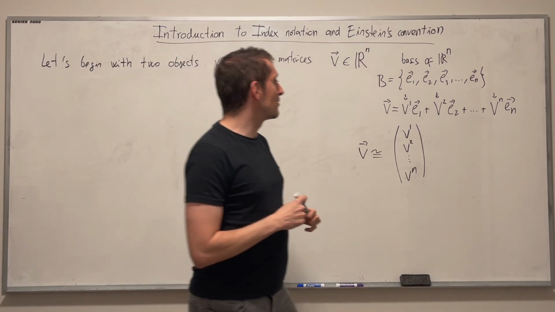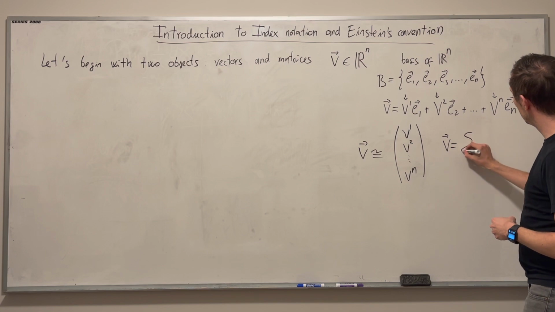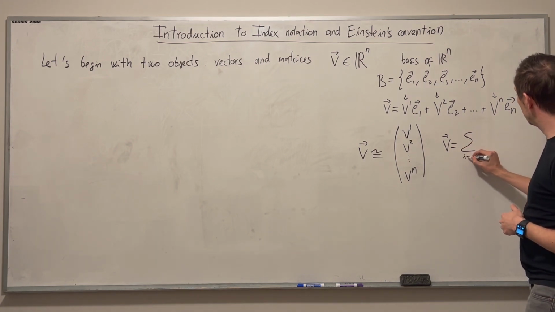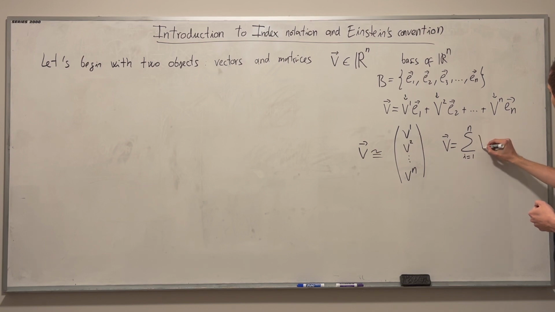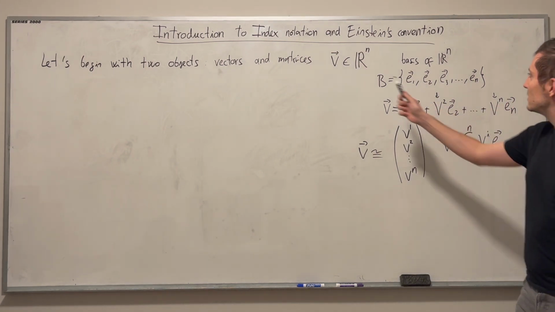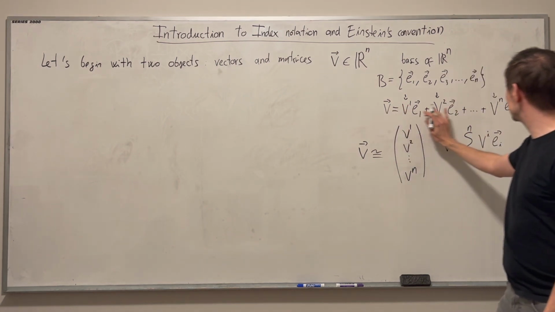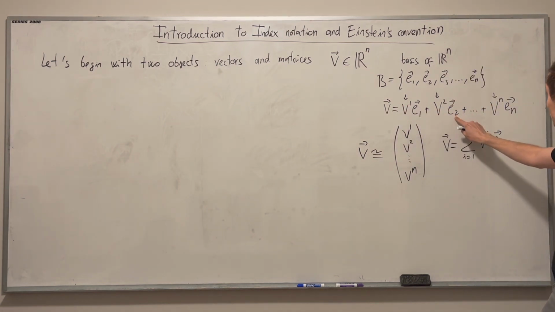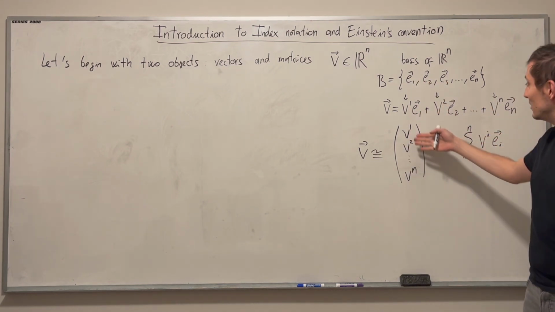Of course, we can write this vector v as the sum from i equals 1 to n of v^i e_i, which is the same as writing that. Keep in mind that this is the abstract vector v as equal to a sum of vectors. All of those are abstract vectors in a basis, and this is a representation of the vector in the basis.